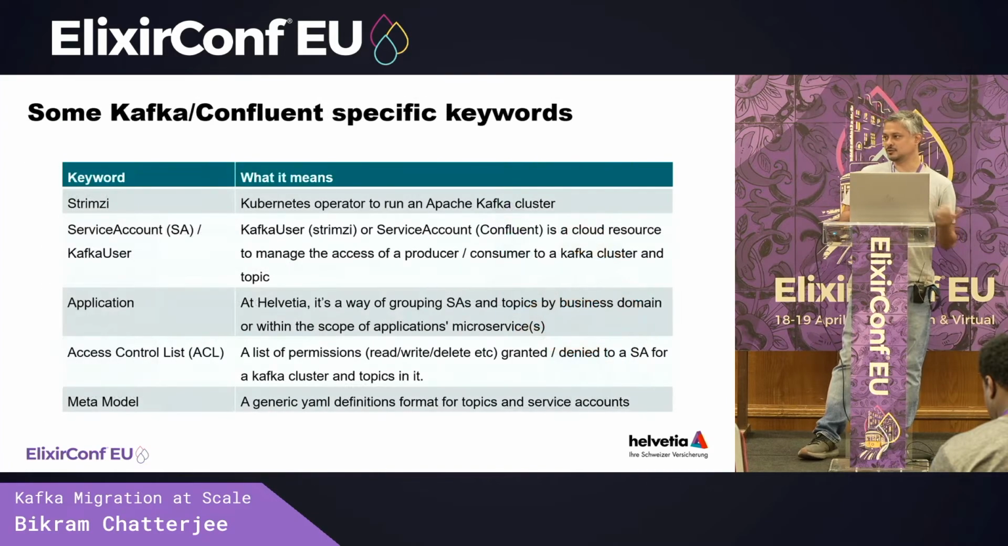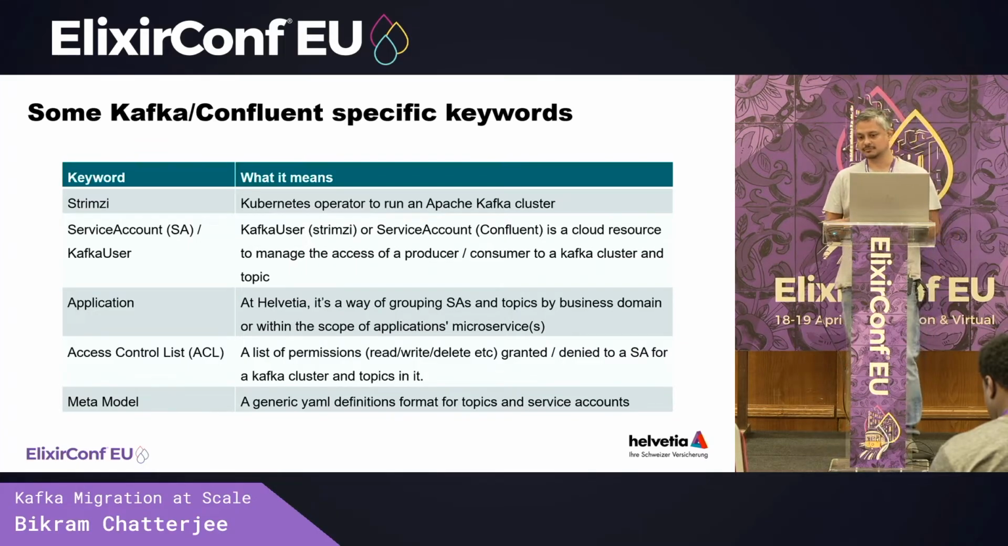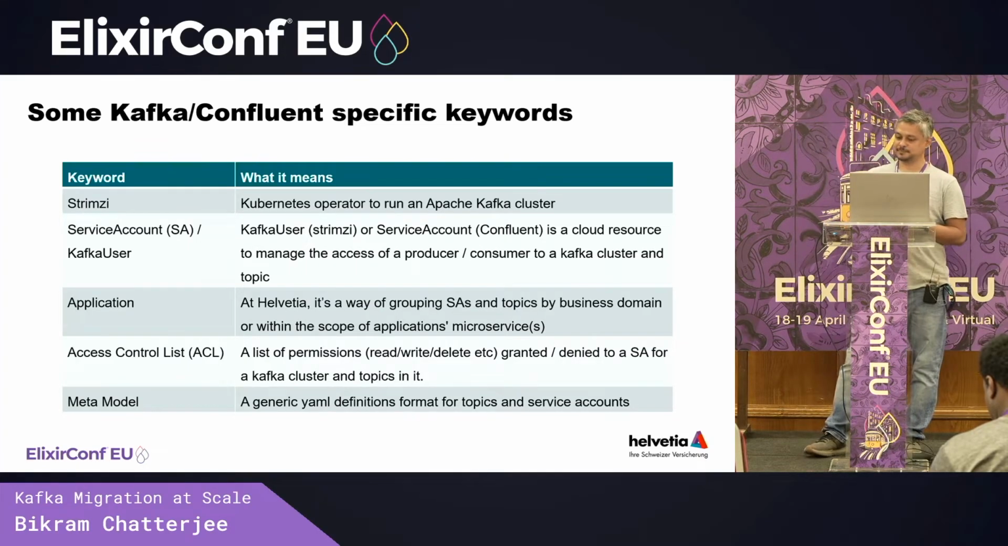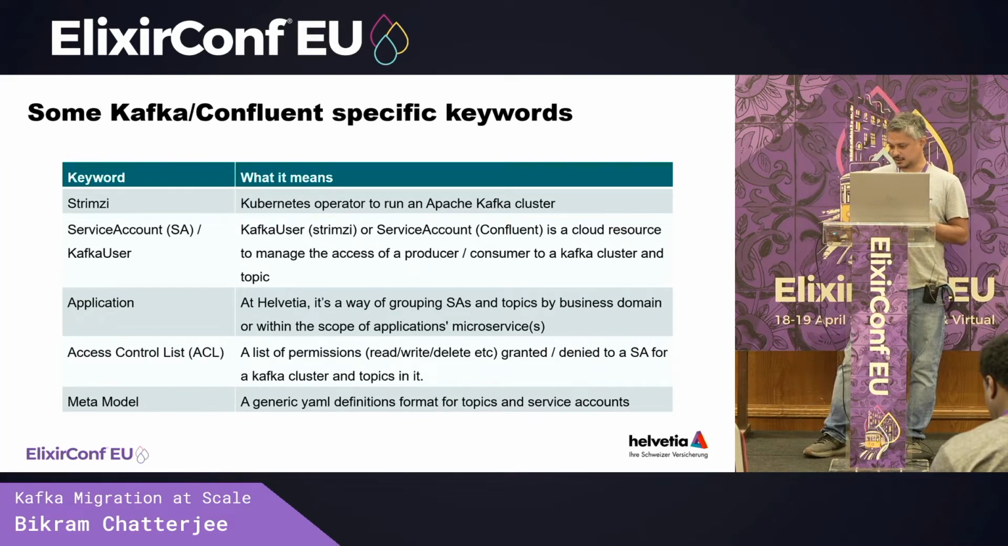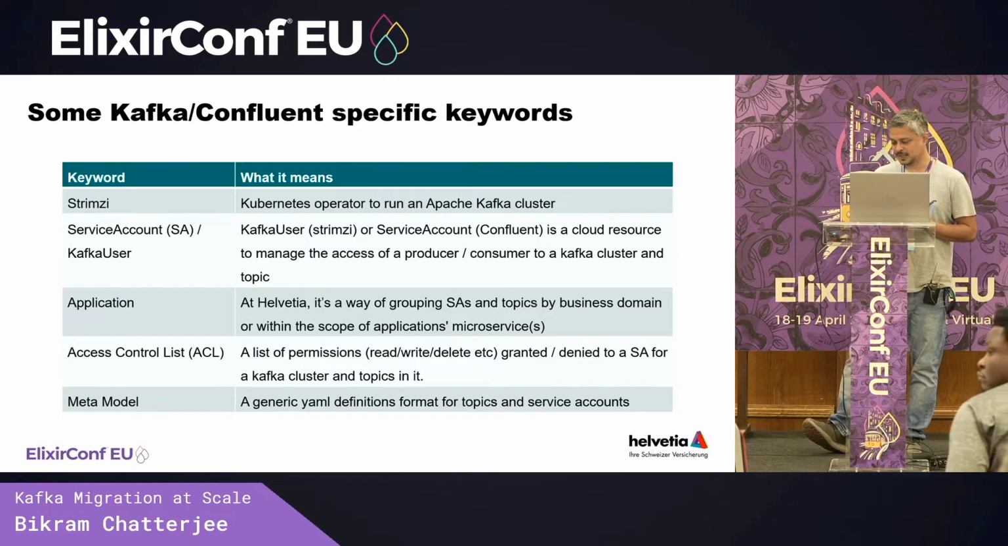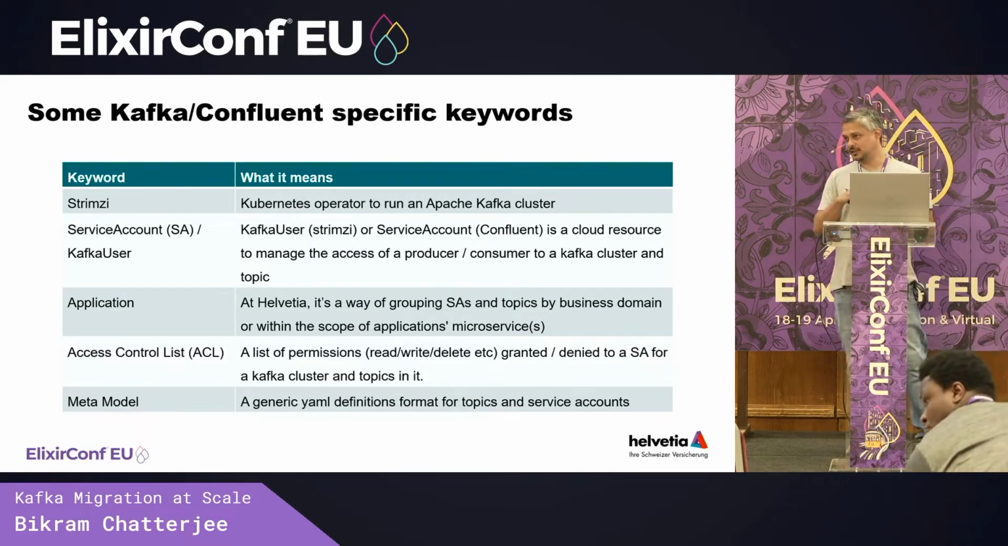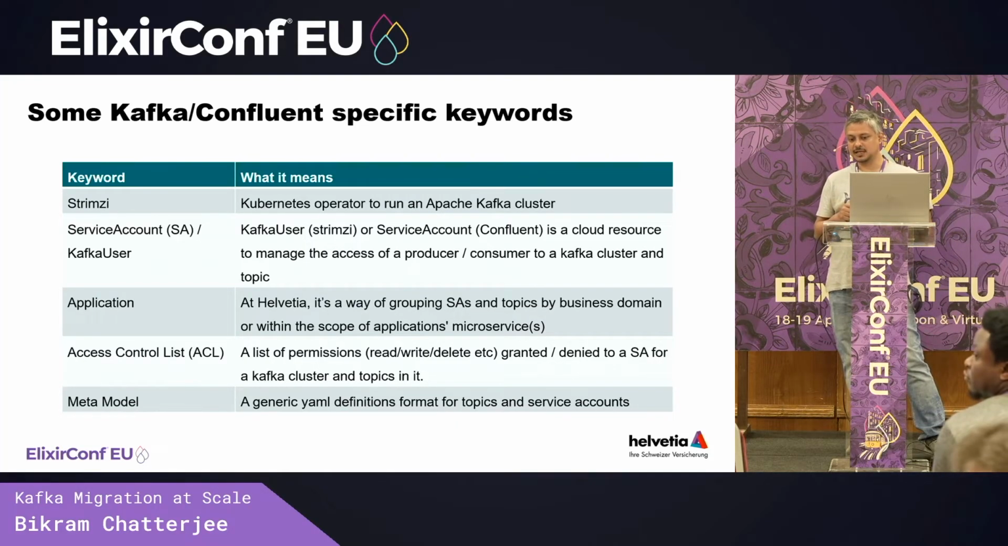Now, before I get into the whole migration, I would like to go over a few terms that I'll be using in this presentation. So first up, Strimzi. It's a Kubernetes operator to run an Apache Kafka cluster. Service accounts and Kafka users are a cloud resource to manage access of a producer or a consumer to a Kafka cluster or topics in it. An application is a way of grouping these service accounts and topics by business domain or within the scope of different application microservices at Helvetia.